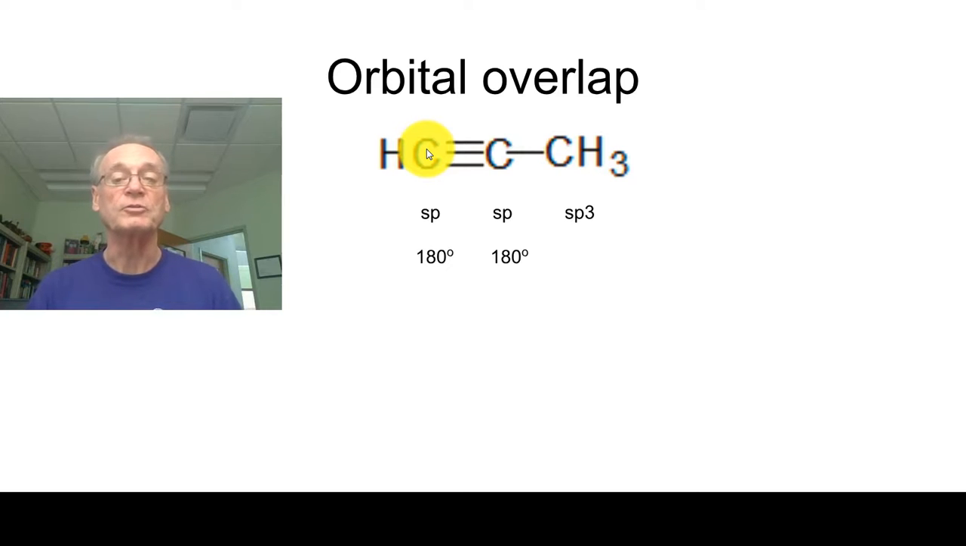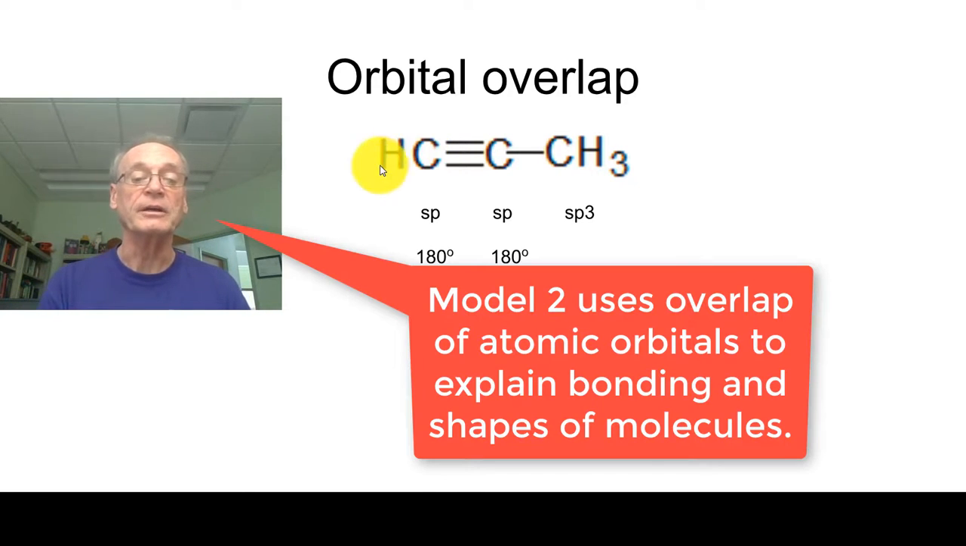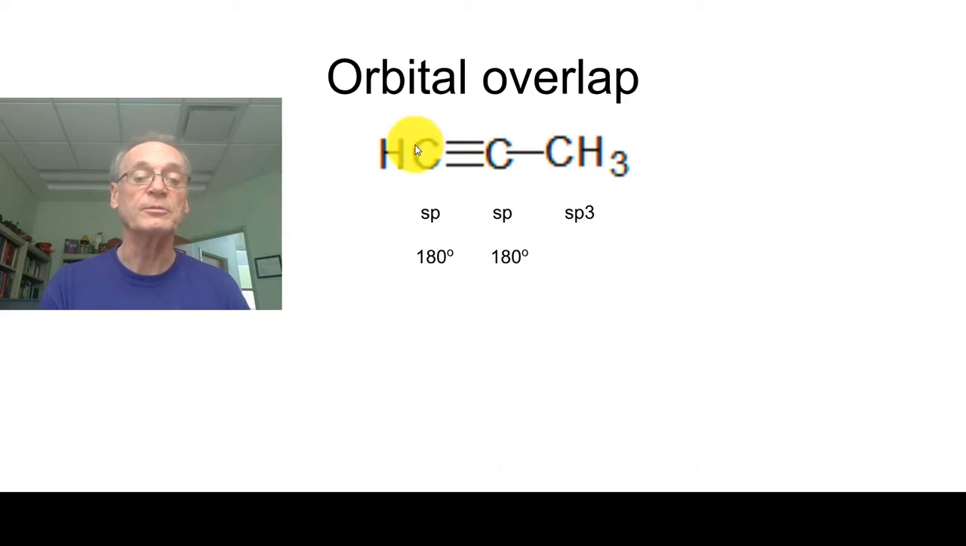Now let's look a little bit more closely at the orbital picture here. This would be model number 2. So we have to assign hybridizations. So that carbon being linear is sp, 180 degrees. This carbon being linear, 180 degrees, is also sp. This carbon, we've learned if it's tetrahedral, it should be sp3 hybridized. So let's take a little bit closer look.